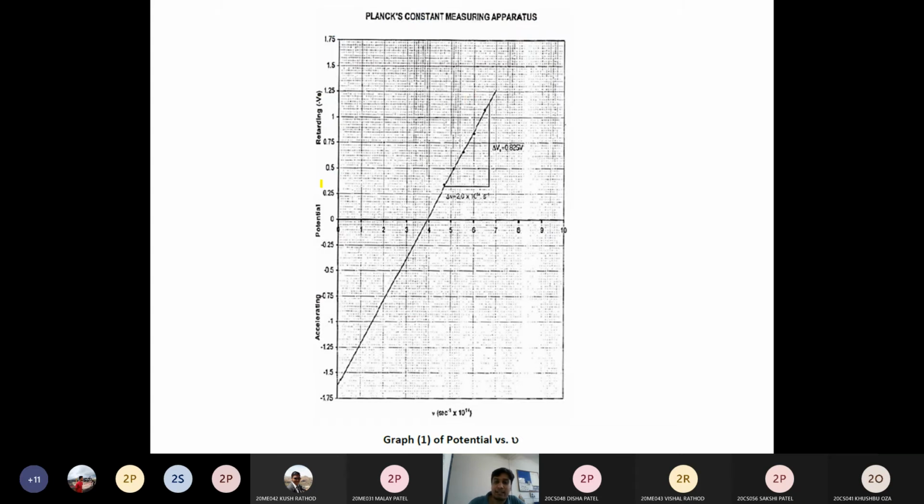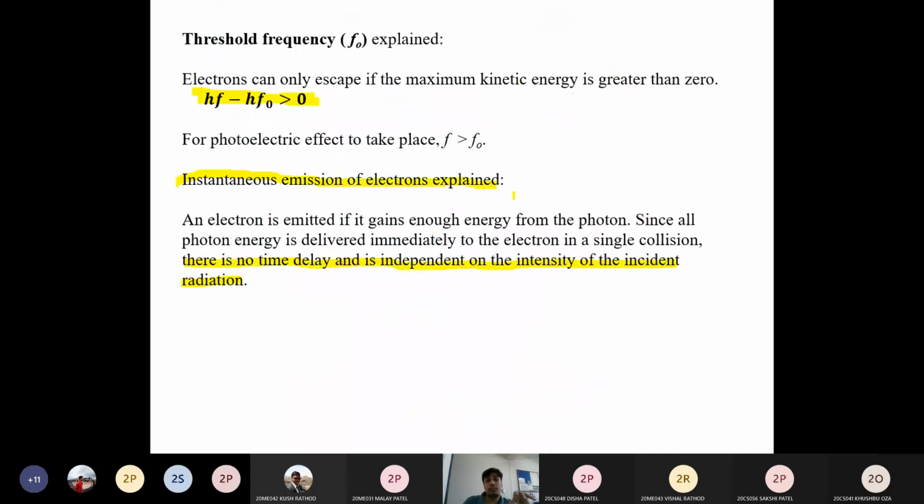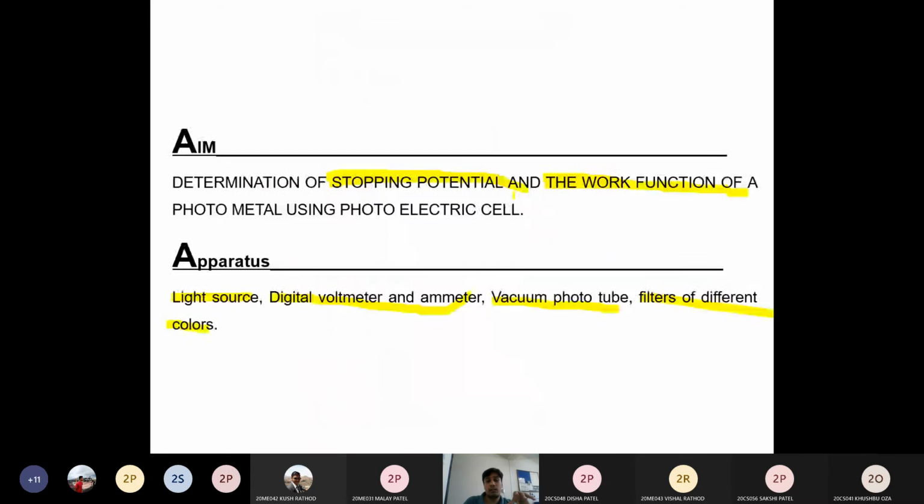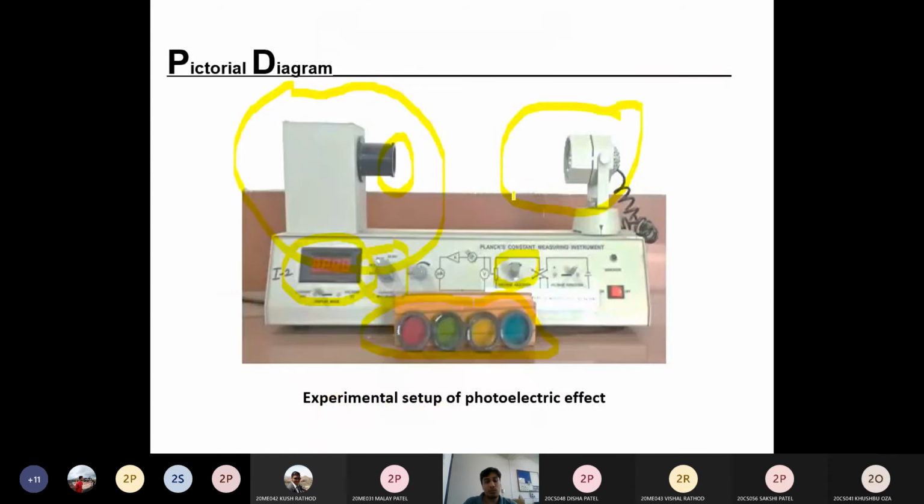So it shows the linear nature, and if you find the slope, then you can calculate the Planck constant. But we are not interested in calculating the Planck constant right now. We are interested in calculating the stopping potential and the work function. This is what we need to calculate. So this is how we can perform the experiment.